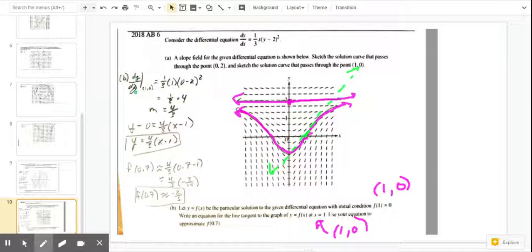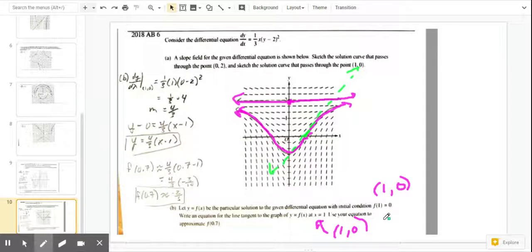So again, we need to find the slope. So plug in (1, 0) into dy/dx. Again, using the formula from up here. So we have 1/3 times 1 times (0 minus 2) squared. And that's going to leave us with 4/3 as our slope.